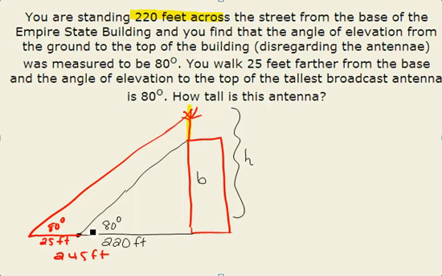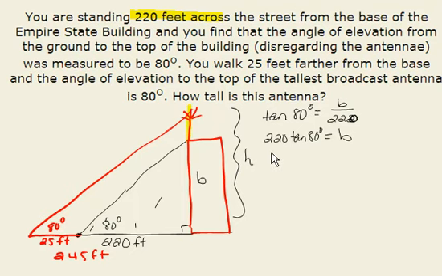I would recognize that in the first right triangle, I'm looking for the opposite side if I know the adjacent. Therefore, I can set up the trigonometric function of tangent, where the tangent of 80 degrees is equal to the opposite over the adjacent, or B, the height of the Empire State Building, is 220 times the tangent of 80. Going to my calculator, I know that the tangent of 80 is approximately 5.67.